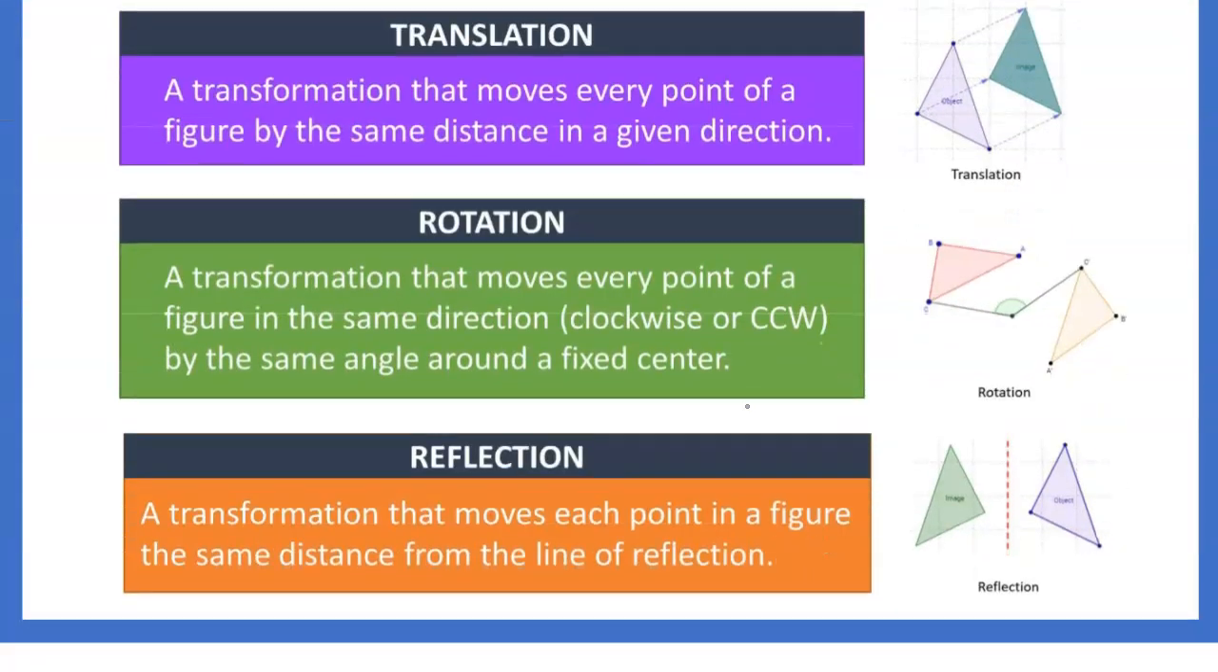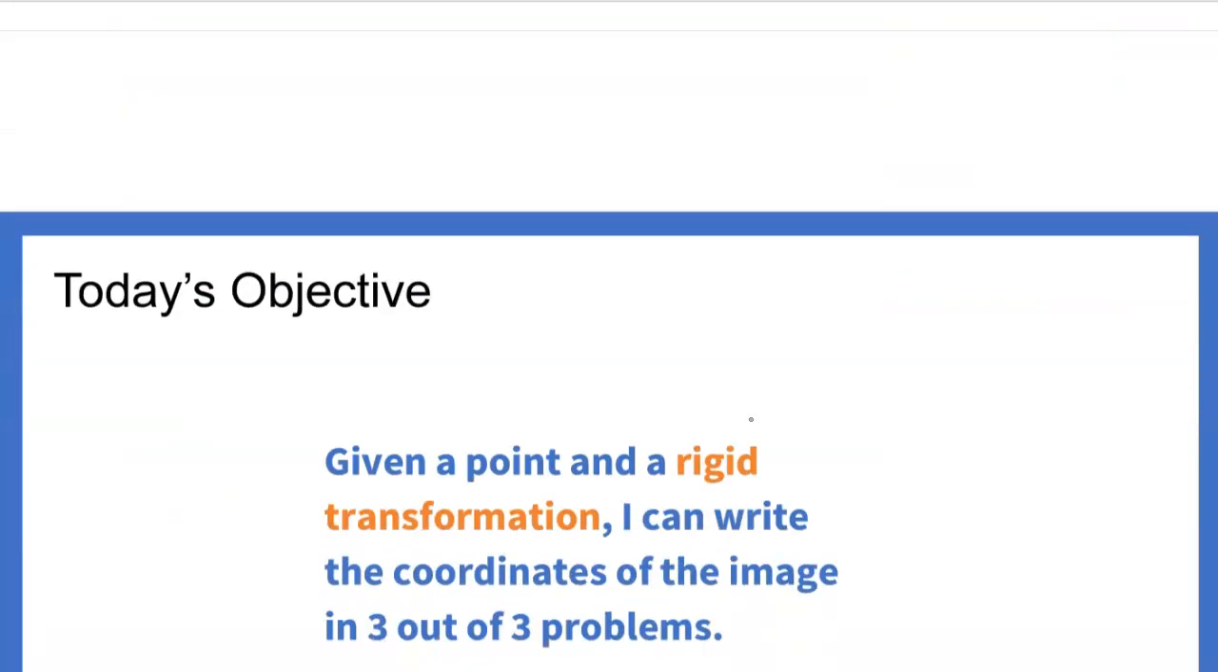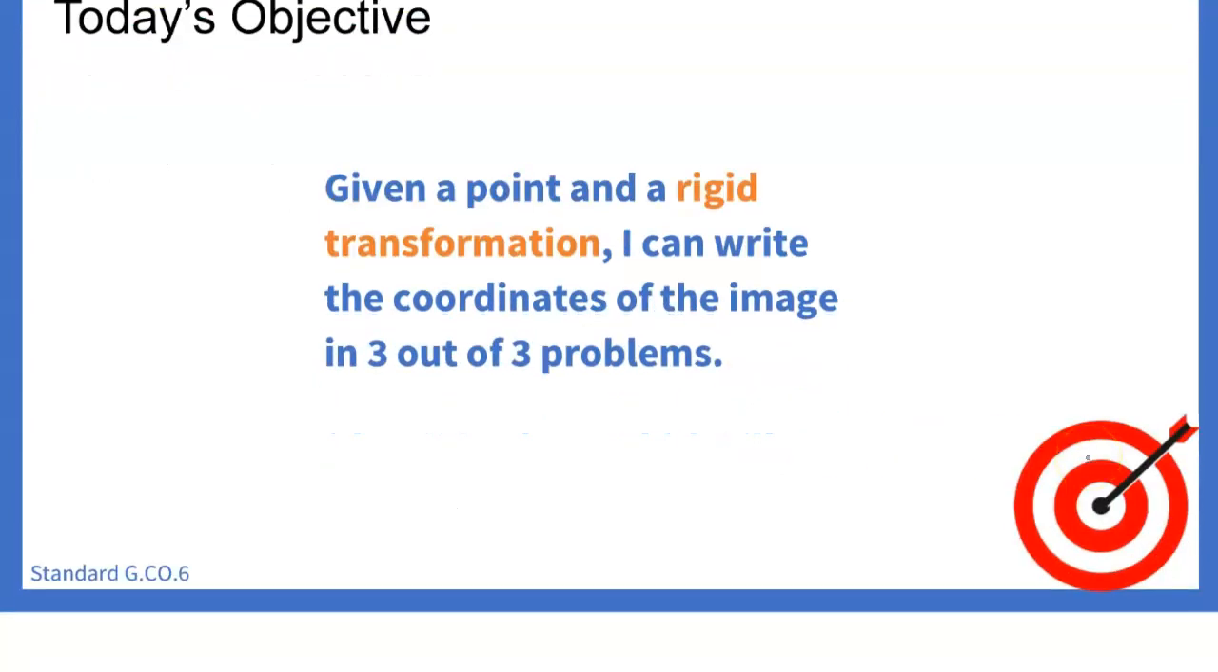So that wraps up reflections and all 3 rigid transformations we're looking at. Translations, rotations, reflections. Here are the 3 definitions again. These might be handy for your notes if you ever just want to refer back and see what each of these rigid transformations is defined as, how it works. And that wraps up everything for this lesson. Given a point and a rigid transformation, I can write the coordinates of the image in 3 out of 3 problems.